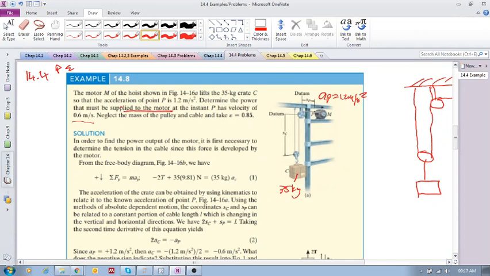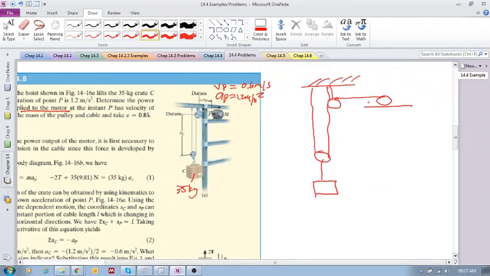Okay, take note of this. Supplied to the motor at the instant that the point P has a velocity of 0.6 meters per second. So the question is, I've just redrawn this so that we're looking at this face on. We have a point P here, which is right outside the motor. There's the motor, okay?